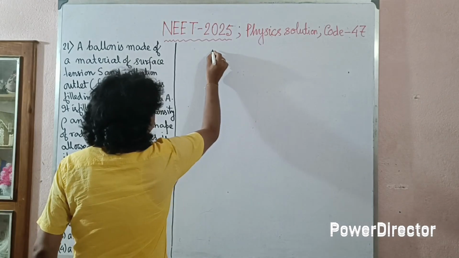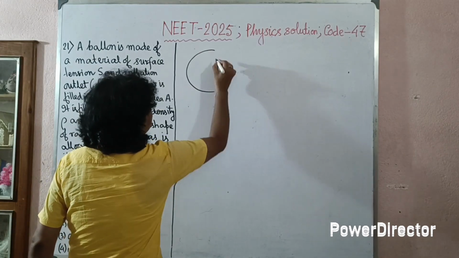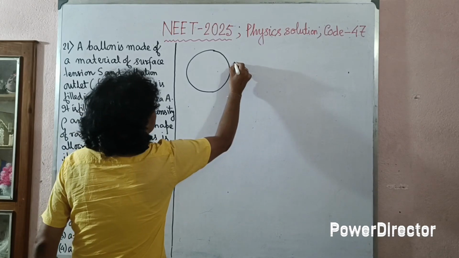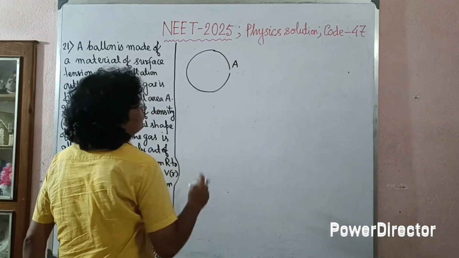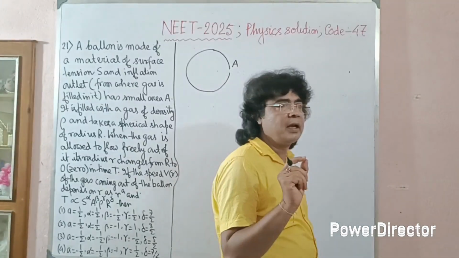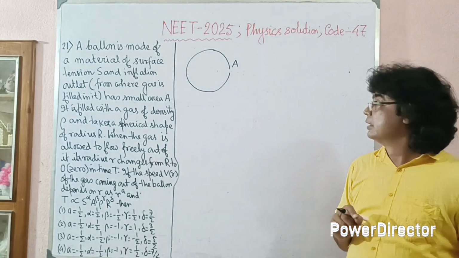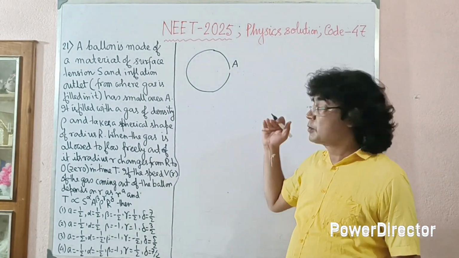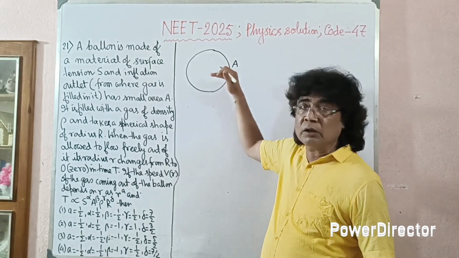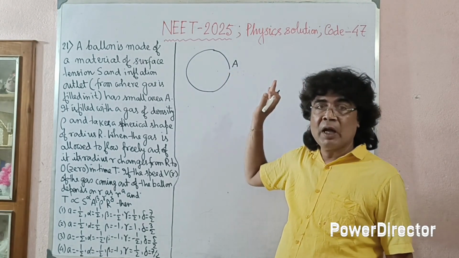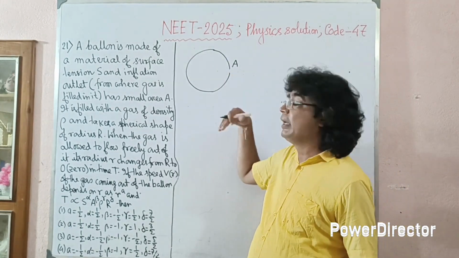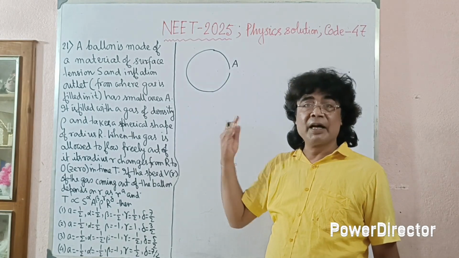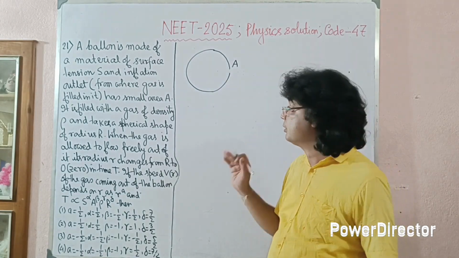So look, this is a balloon and this is a small hole of cross-sectional area capital A. A gas of density rho is filled in it through the hole, and after filling the gas, the radius of the balloon becomes capital R.